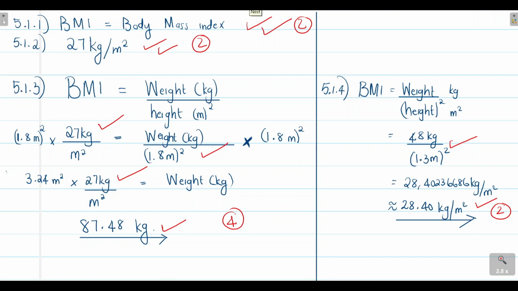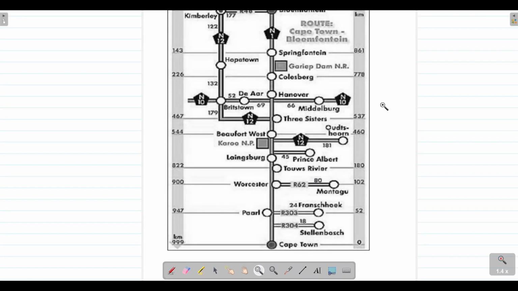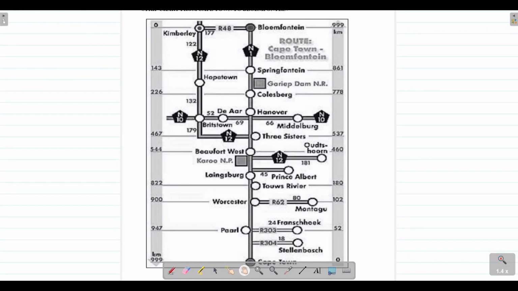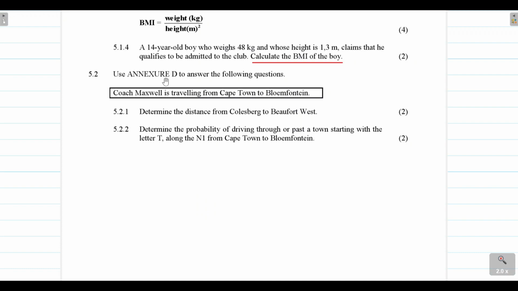Let us have a look quickly at question 5.2. Like I mentioned, question 5.2 is a strip chart that shows the distance from Cape Town to Bloemfontein using the national road. Let's have a look at the questions that are given to us. Question 5.2, use extra D to answer the following questions. It says that Coach Maxwell is traveling from Cape Town to Bloemfontein. We need to determine the distance from Colesberg to Beaufort West.